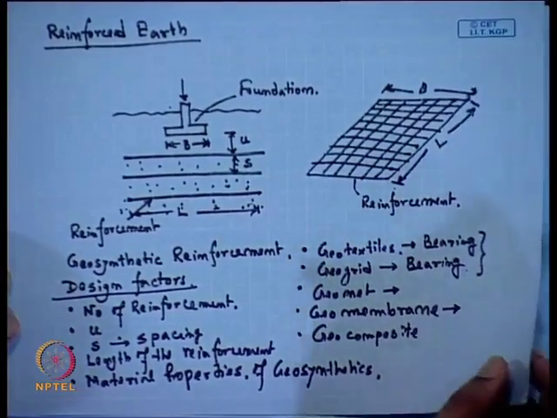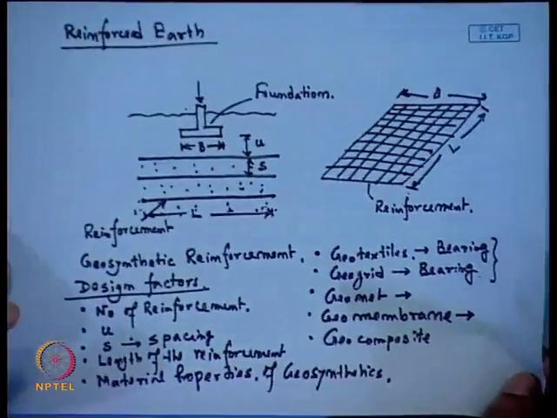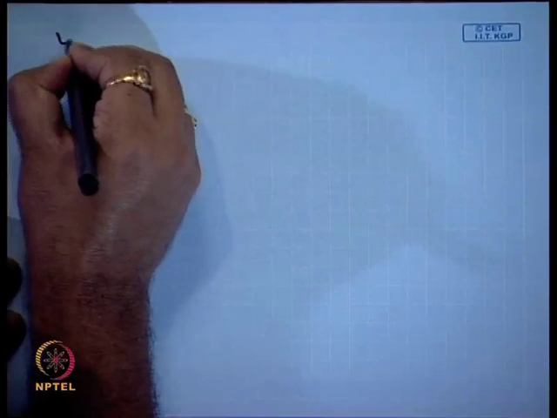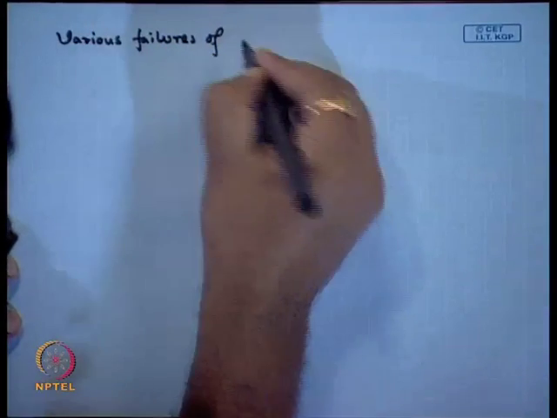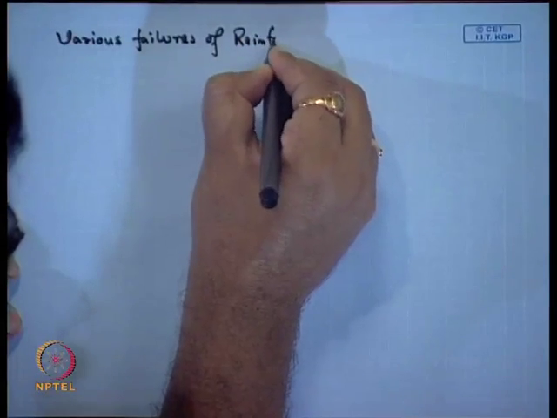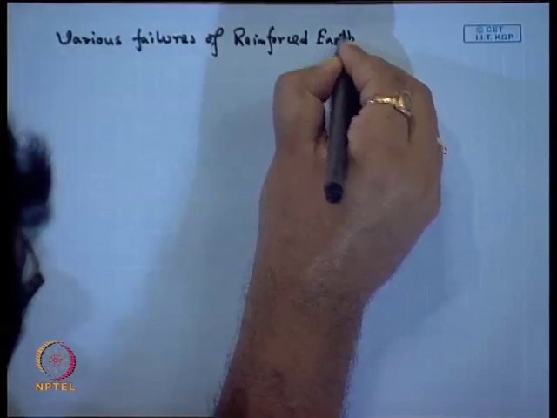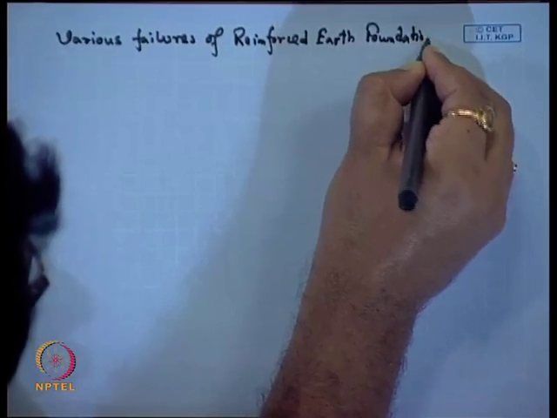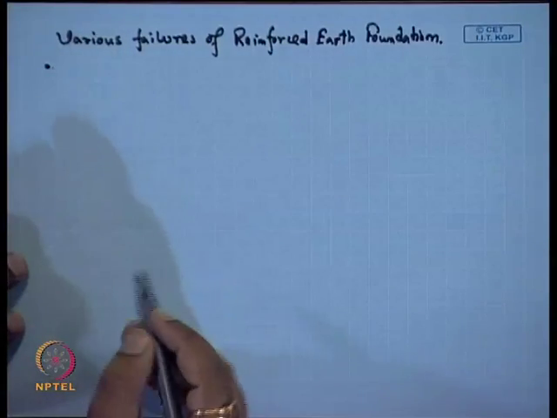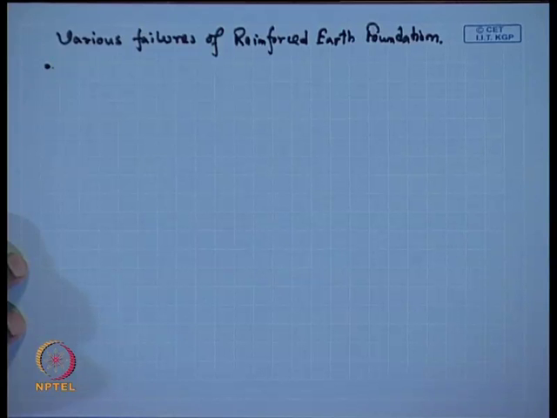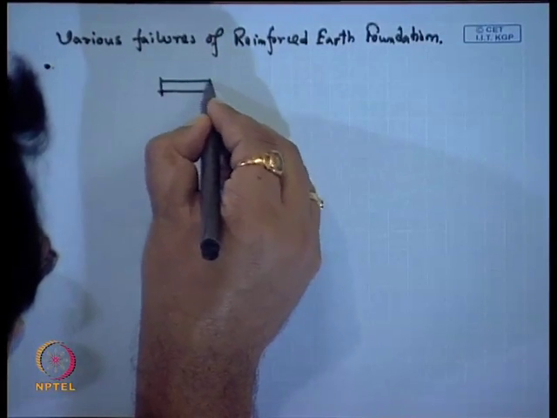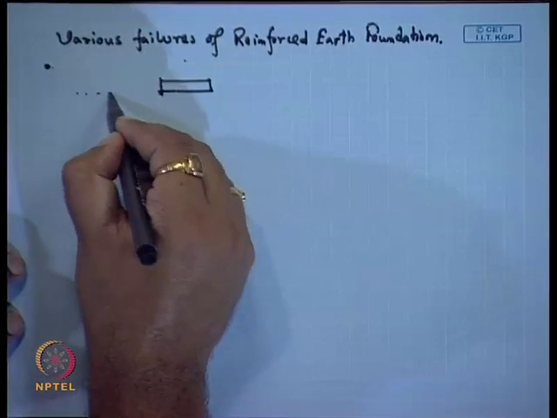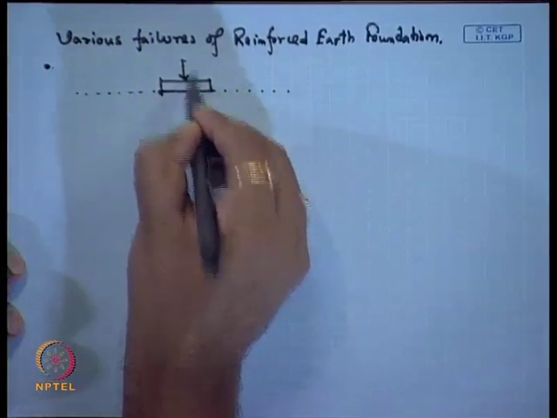Now, first we will discuss the different types of failure of the reinforced earth. The first type of failure is this: suppose this is our foundation and this is our existing soil, and we apply the load on the foundation.